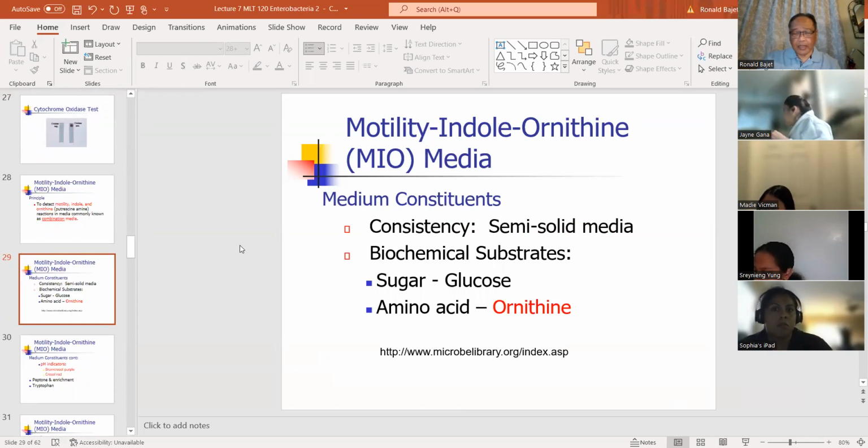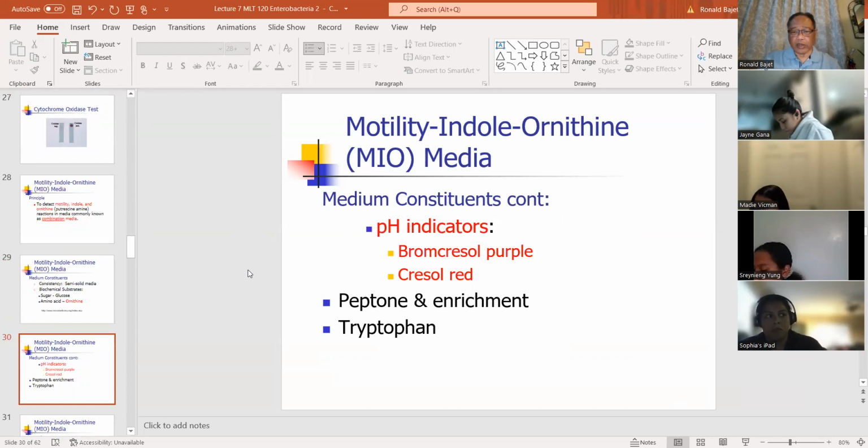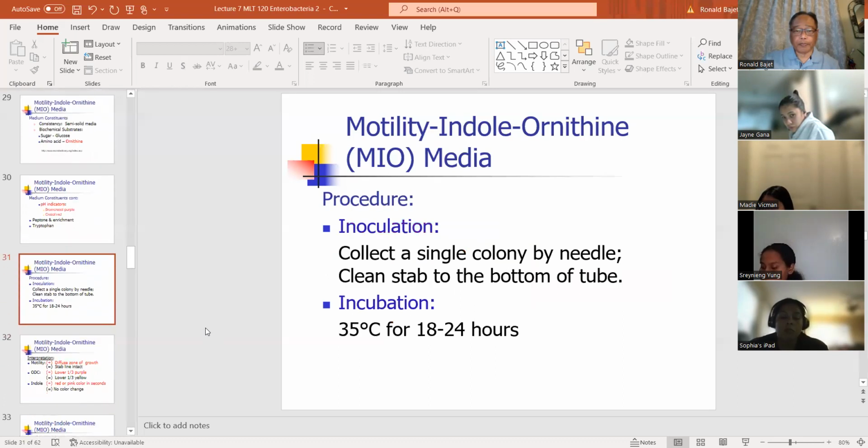It's semi-solid media. The substrate includes glucose and the amino acid ornithine for decarboxylation. Okay, there's also a pH indicator from cresol purple and cresol red. And also there's peptone and enrichment. And for the indole, we're looking for tryptophan. Okay, I mean we're not looking for tryptophan. We're looking for the end product indole from the hydrolysis of tryptophan. Okay, tryptophan is the substrate. We're looking for the breakdown, and we're looking for the production of indole. So make sure you associate tryptophan and indole.